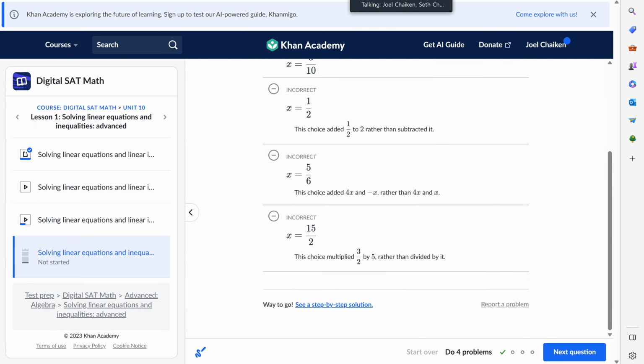There it is. It says, way to go. See, a step-by-step solution. See, it says way to go. See a step-by-step solution. Okay.